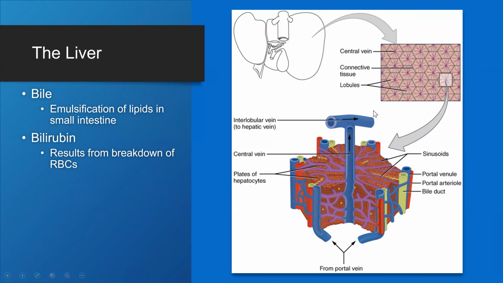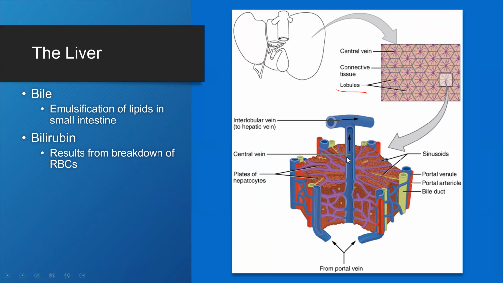Now, if you look at the histology of the liver, it tells you that the liver produces bile, and bile is needed for emulsification of lipids in the small intestine. And bilirubin, which is a part of bile, results from the breakdown of RBCs or erythrocytes. Now, the liver has 4 lobes, right? But within those lobes, we have the structural and functional unit of the liver that is called lobules. So lobules are not the same as lobes.